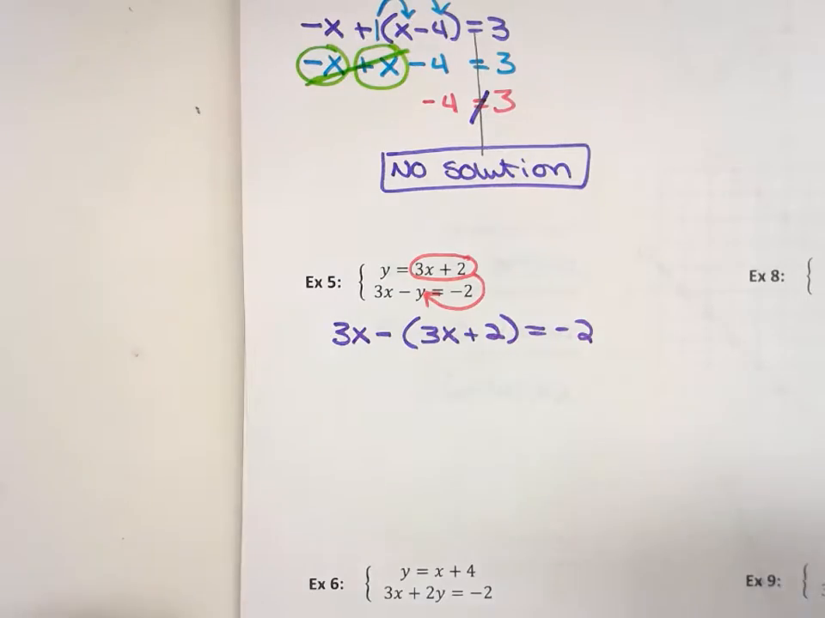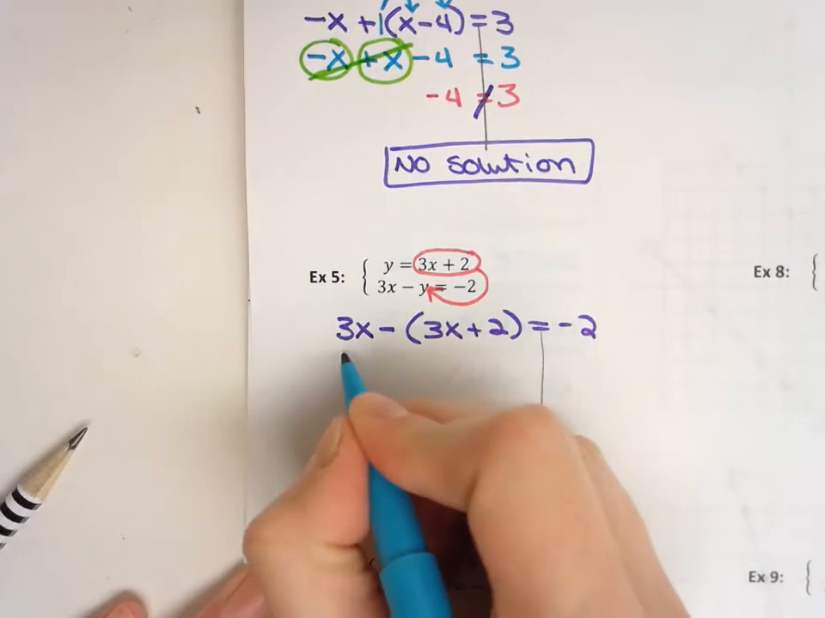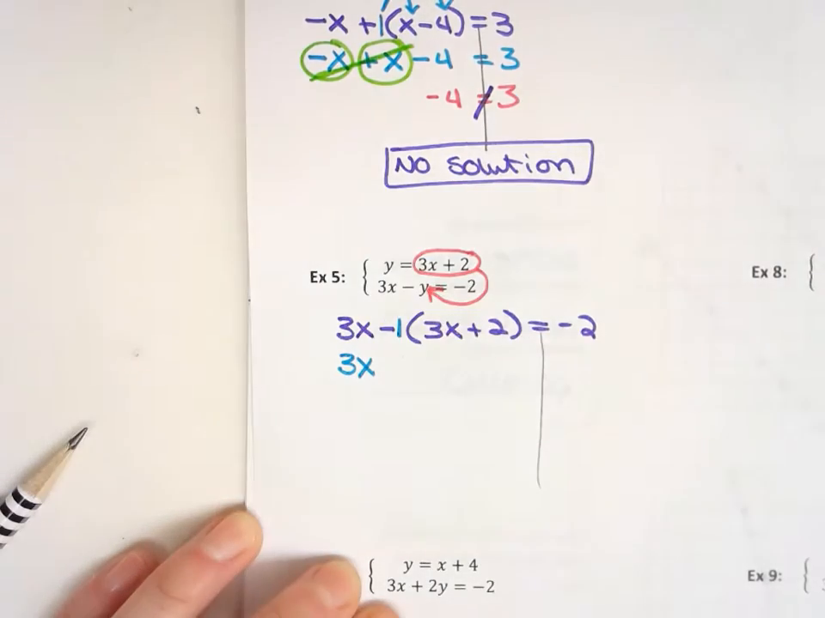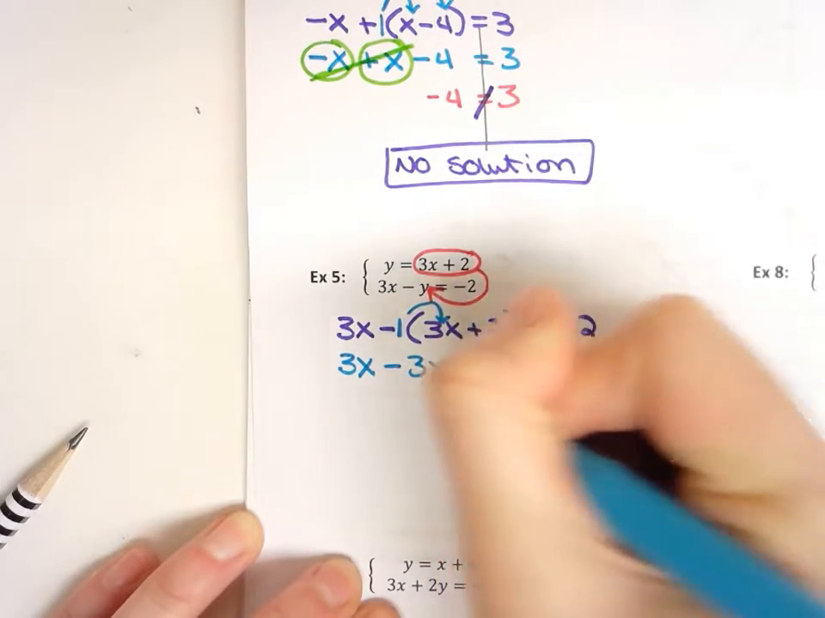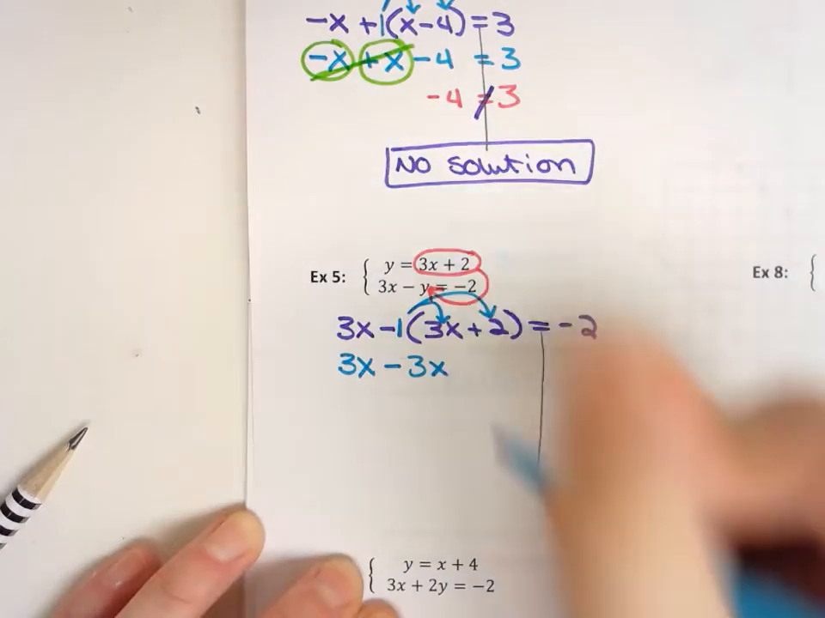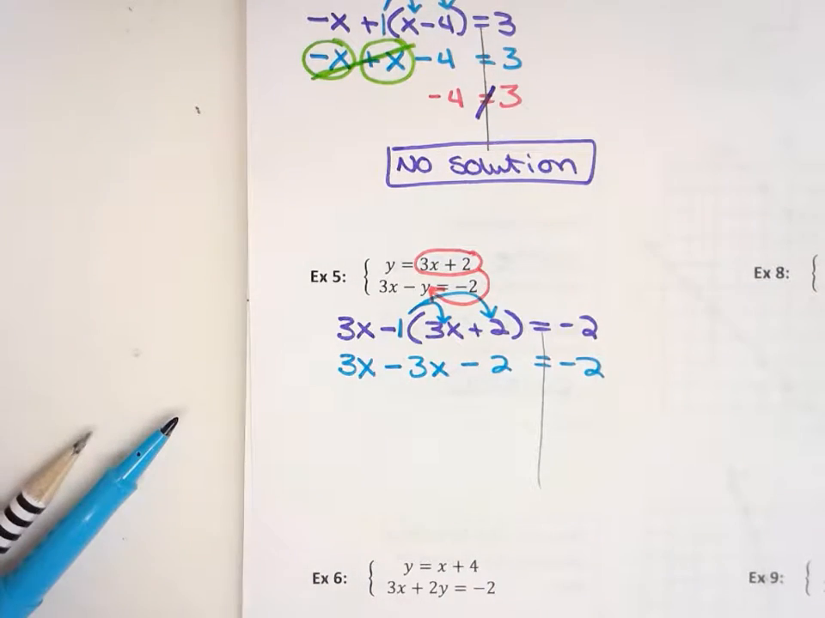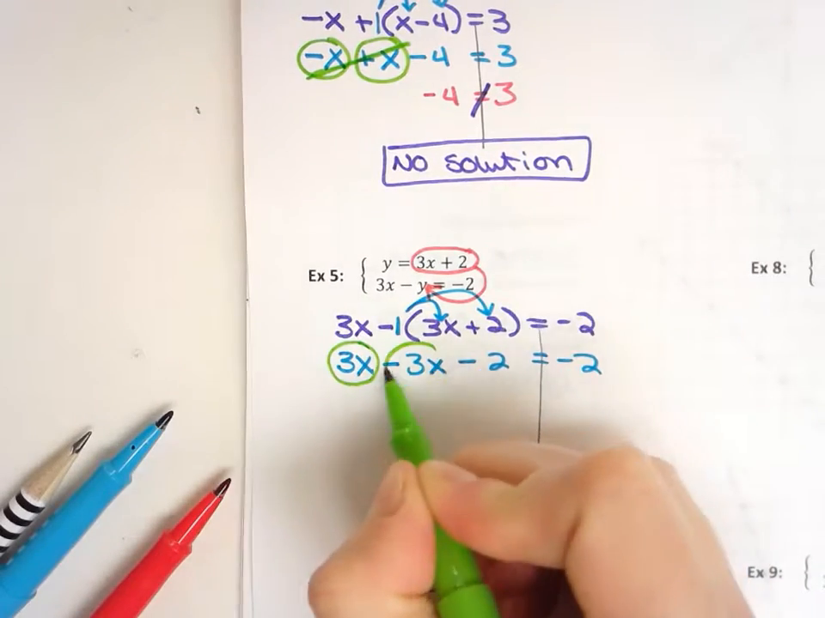After you plug something in, the next thing that you want to do is distribute. So the 3x moves down because it's not touching parentheses, but the negative sign is, so that means negative 1. Well, negative 1 times 3 is negative 3x, and negative 1 times 2 is negative 2. This equals negative 2. Now when I combine my like terms, I'm doing positive 3x and negative 3x.